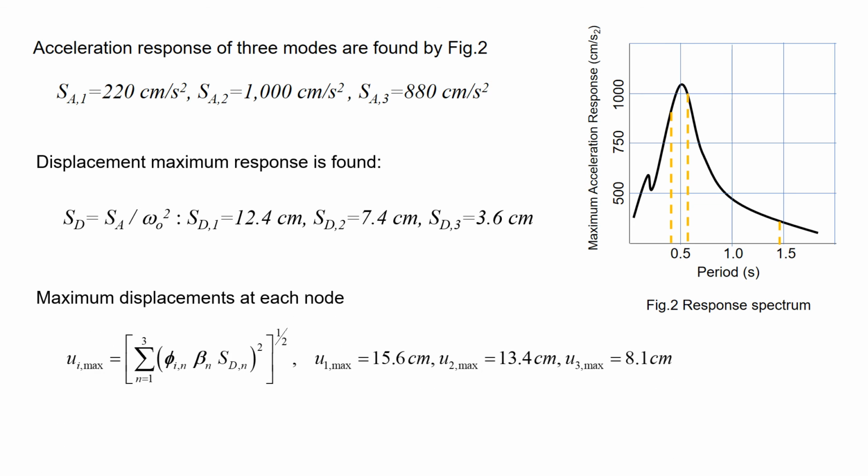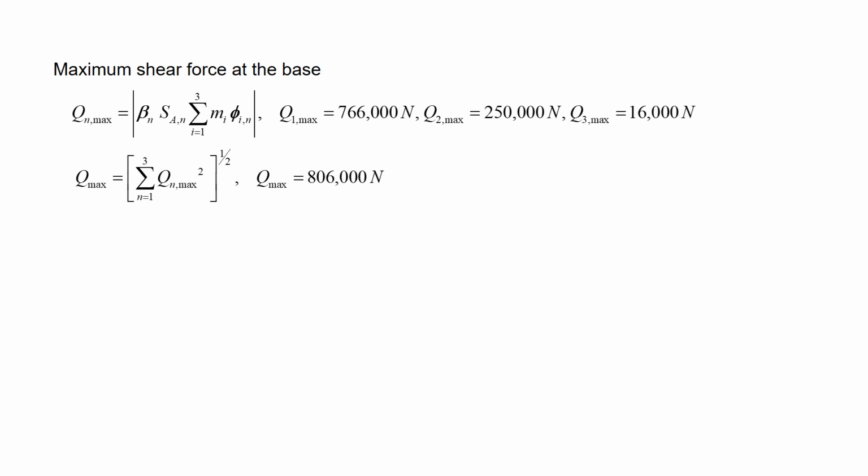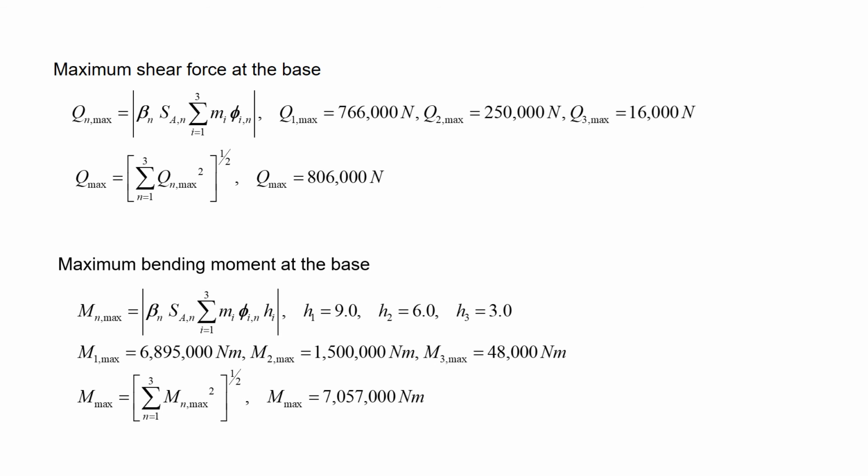The maximum displacement at each node, U1 max, U2 max, U3 max, can be found by summing up the response of 3 modes. But it is known that the root mean square is appropriate instead of the simple summation. The maximum shear force Q max can be found at the root mean square of 3 modes. Also, the bending moment at the base is found as the root mean square of 3 modes.